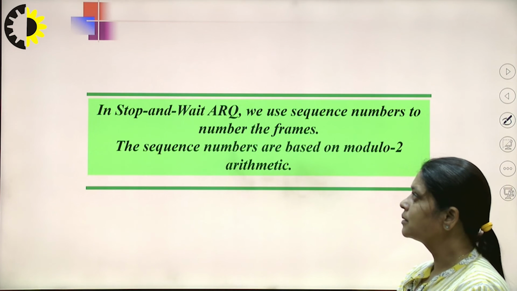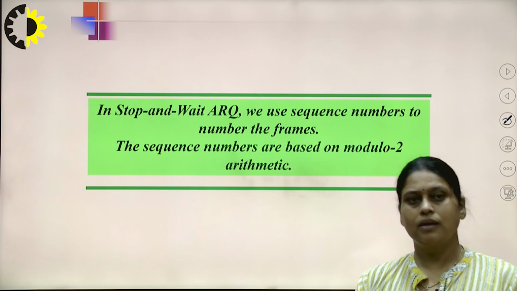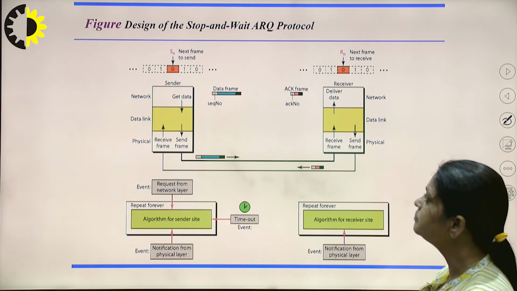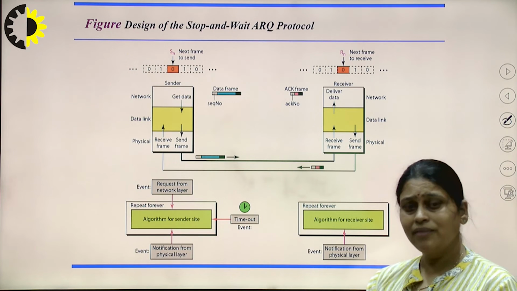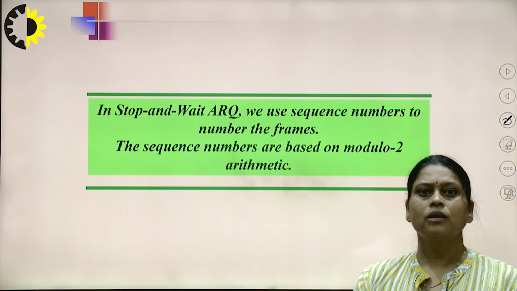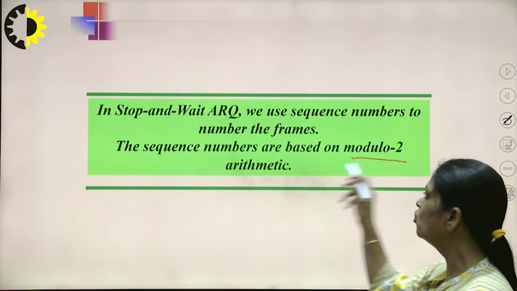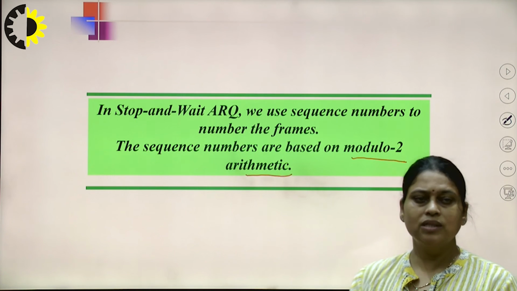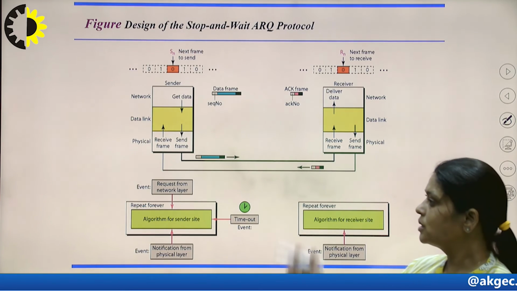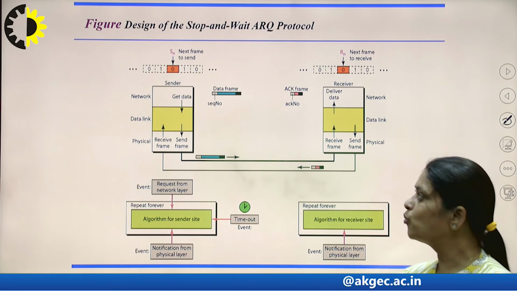Next, in stop and wait, we use a sequence number. This is the stop and wait ARQ method. In this method, we use sequence numbers for the frames. The sequence numbers use modulo 2 arithmetic, so we send the frames numbered in modulo 2 arithmetic. So this is the process of the stop and wait ARQ protocol.